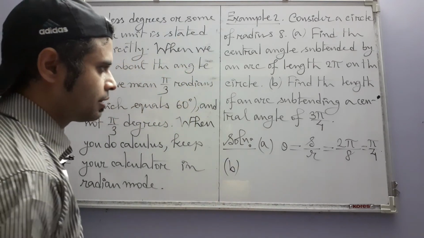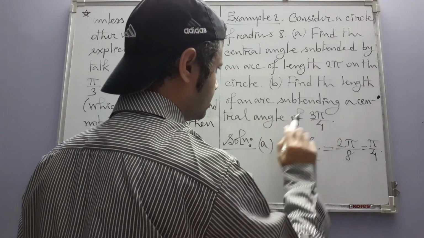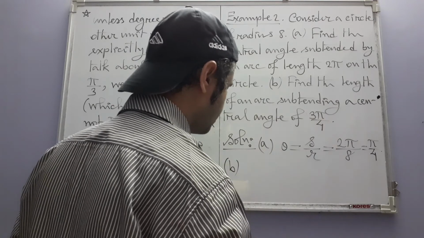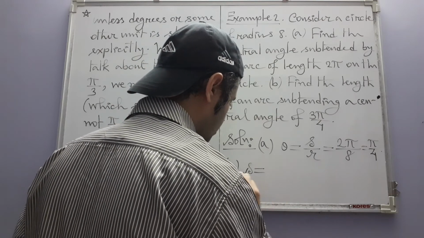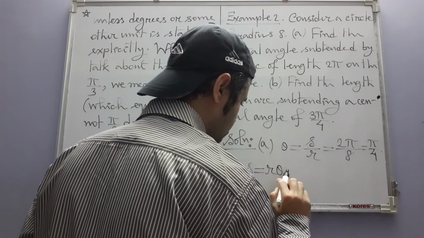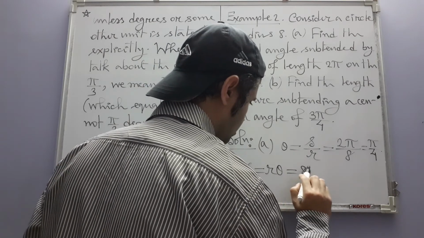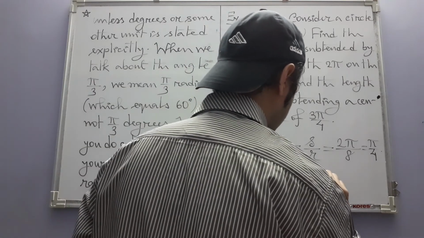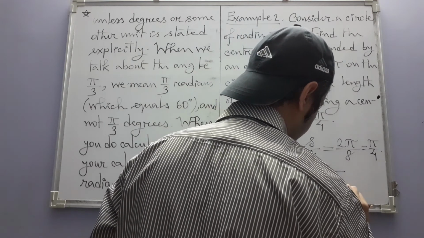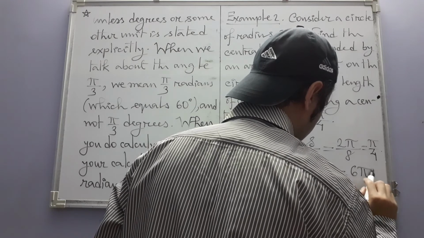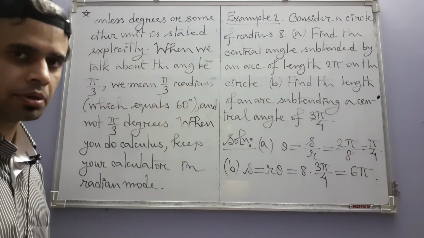And in B, I think we have to find arc length. Yeah, subtending an angle, central angle of 3 pi by 4. So that arc length is s. s is equal to r times theta. r is 8 and theta is 3 pi divided by 4. So the arc length is 6 pi.